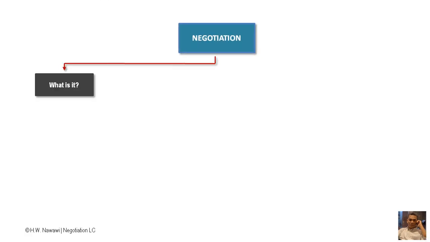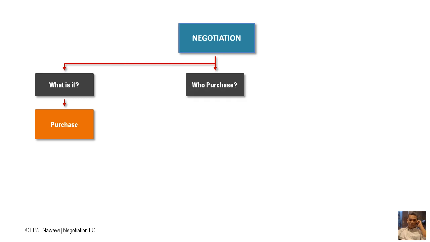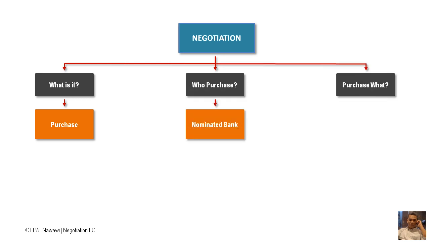In simple and plain language, negotiation is the purchase. The article also tells us who is purchasing. It is the nominated bank. And the article clarifies what the nominated bank is purchasing. It is a draft, alright? A draft which is not drawn on itself, a draft not drawn on the nominated bank. In other words, the nominated bank is purchasing a draft which does not belong to it.